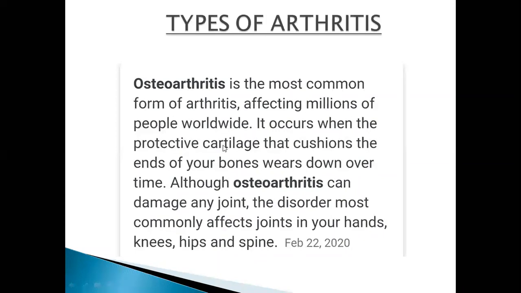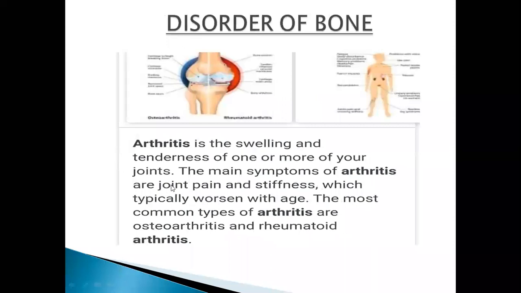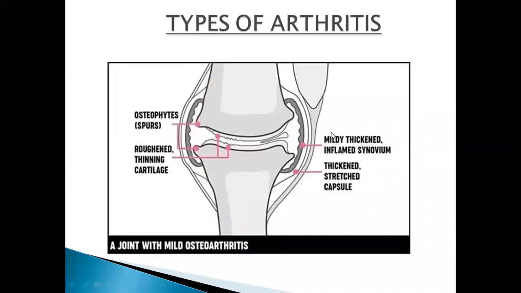So basically, the two bones meeting each other is called a joint, and the joint has one cartilage on both bones. When this cartilage degenerates, it causes osteoarthritis. Got it? Yes. Fine.